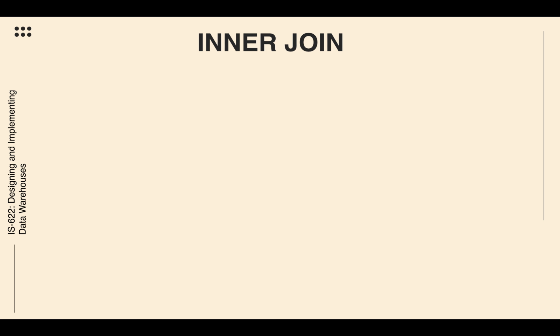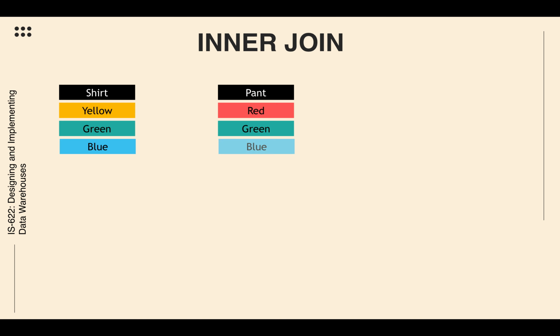Now, typically, whenever you talk about joins, it means you have two tables and you are trying to join them so that you can run a complex query on one or more relational tables. So let's say, for example, first of all, I'll explain it with a simple example and then I'll give you a realistic example. Let's say that I have a table which includes shirts, and I have three shirts, which are yellow, green, and blue. And then I have another table which has all the pants, and the pants are red, green, and blue.